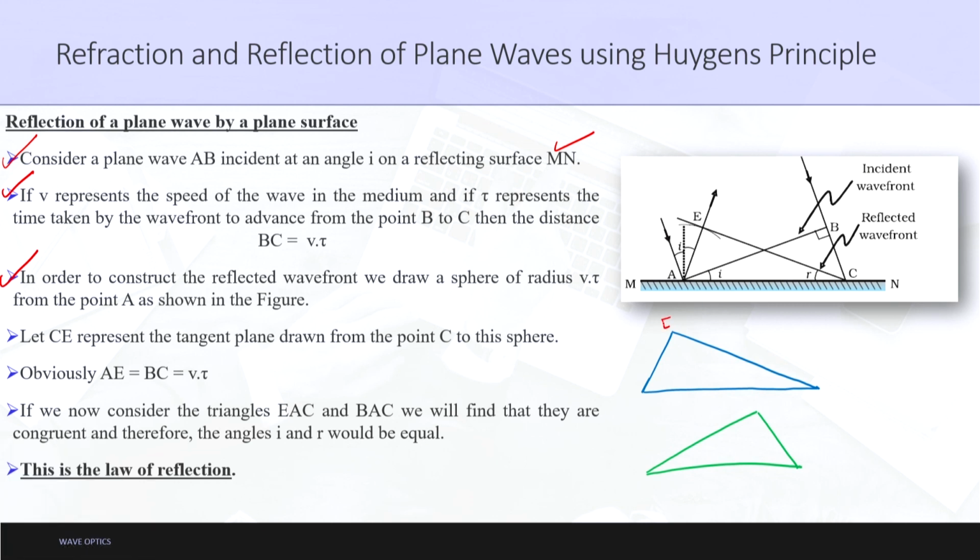So, this is EAC, this is ABC or BAC. These are the two triangles given to you. We will find that they are congruent. They are congruent because everything is the same.